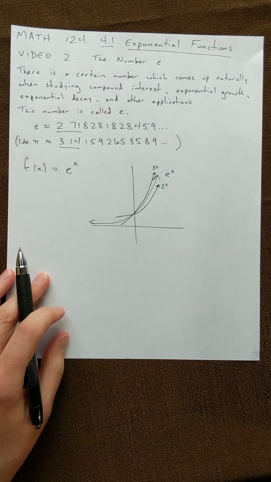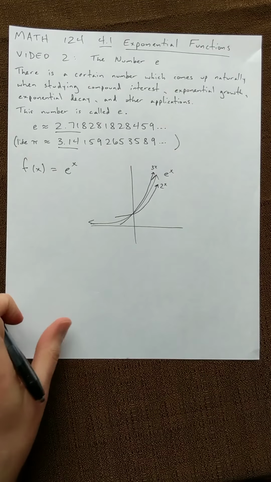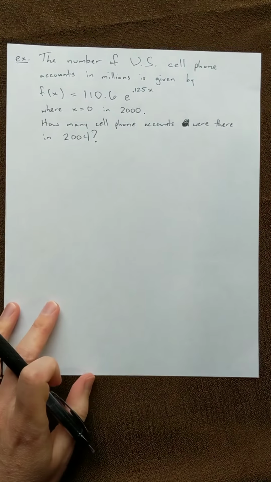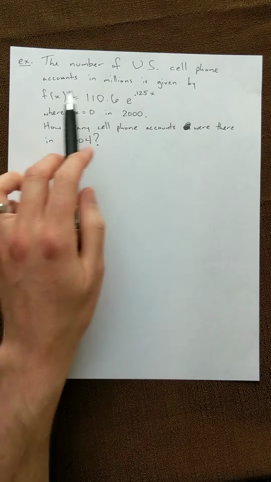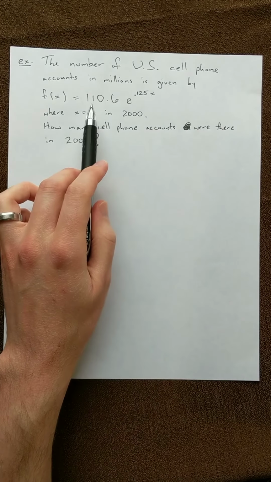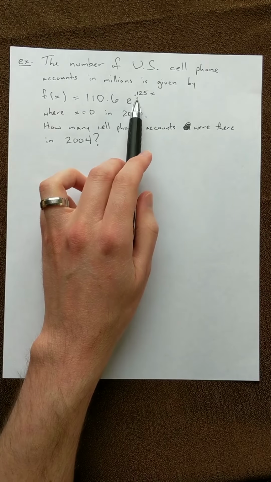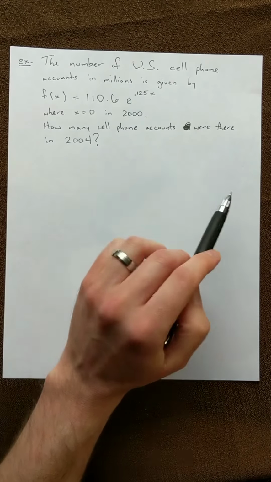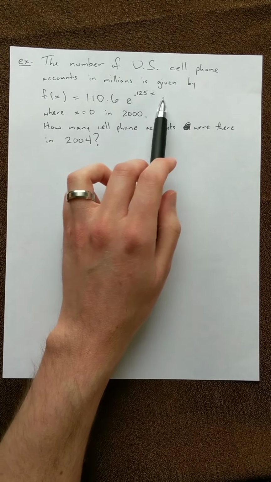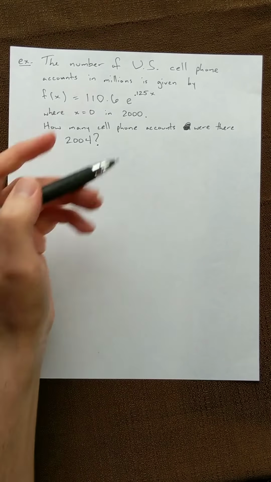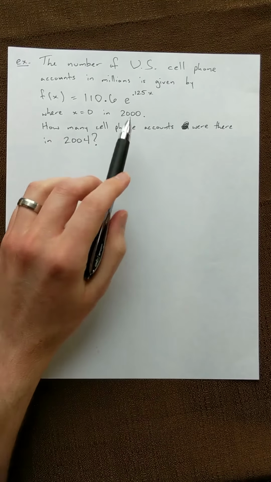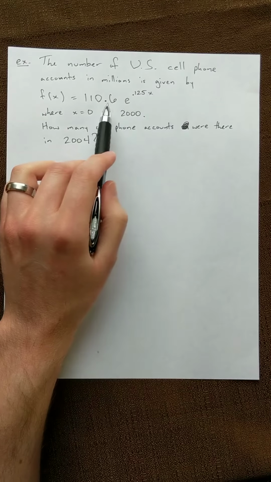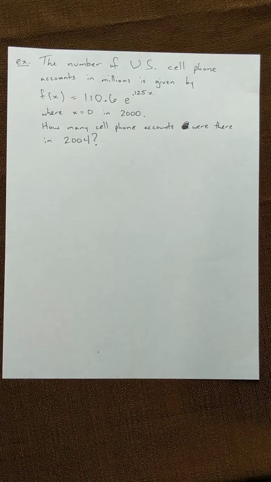What I want to look at now is a word problem that happens to use the number e. Okay, so I'm going to look at this example. The number of U.S. cell phone accounts in millions is given by 110.6 e to the power 0.125x. So that whole thing, 0.125x, is the exponent. That's going to be somewhat common, that we have a number and an x in the exponent. And this isn't just an exponential, it also has a number multiplied by it.